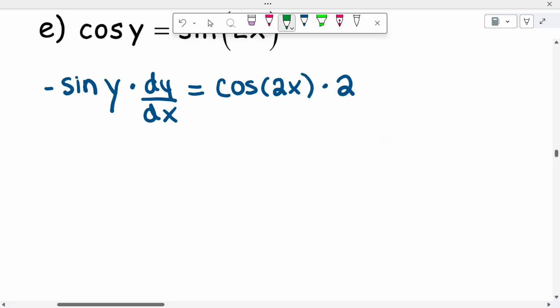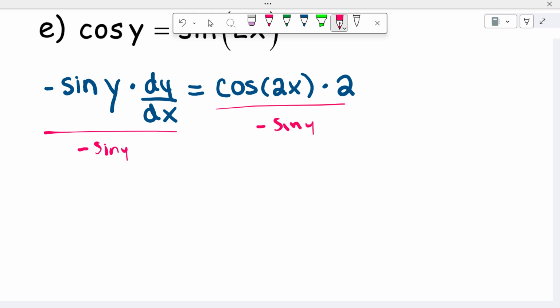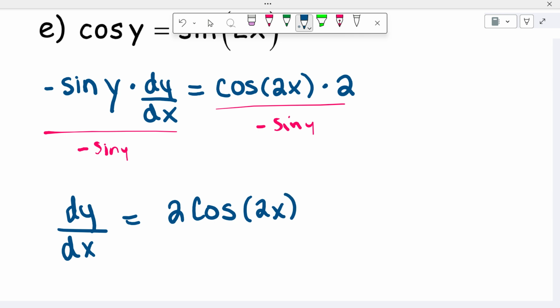So then divide by minus sine y. So then dy dx equals 2 cos 2x over sine y, and I'll put the negative on the top because I don't like leaving the negative on the bottom. And again, it doesn't matter, you can. Easy peasy. So your implicit differentiation questions, guys, when they show up in the trig, are going to be pretty basic.